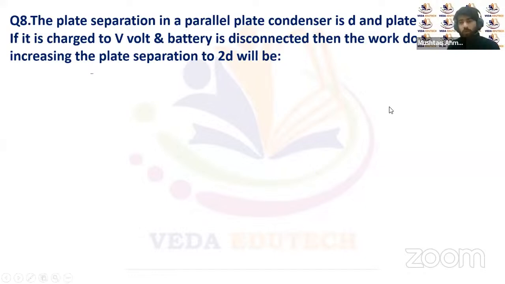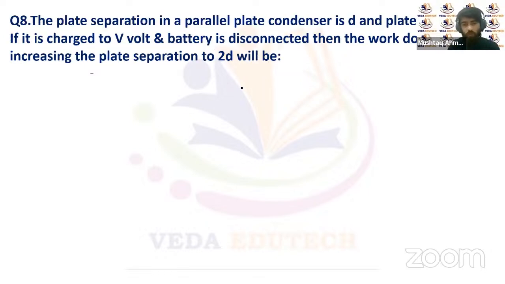Now, moving on to question number 8. The plate separation in a parallel plate condenser, here the condenser means the capacitor, is D and the plate area is A. If it is charged to V volt and the battery is disconnected, then we have to find the work done in increasing the plate separation to 2D.